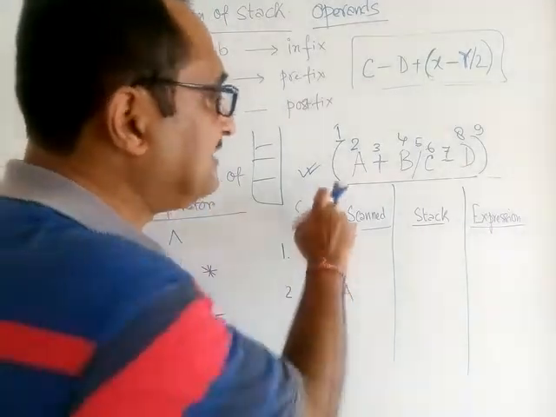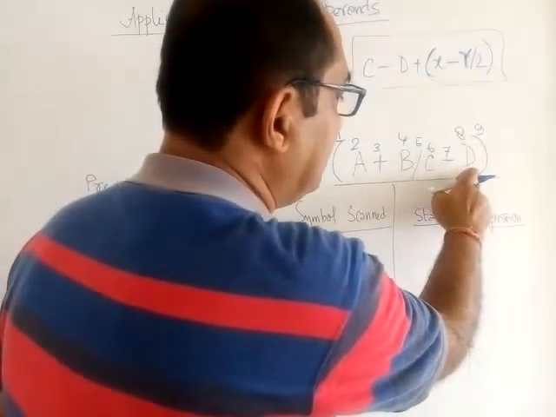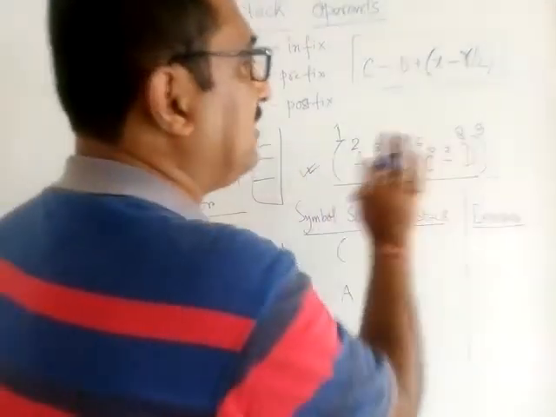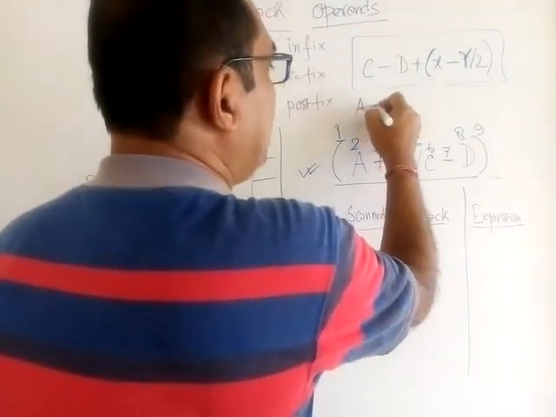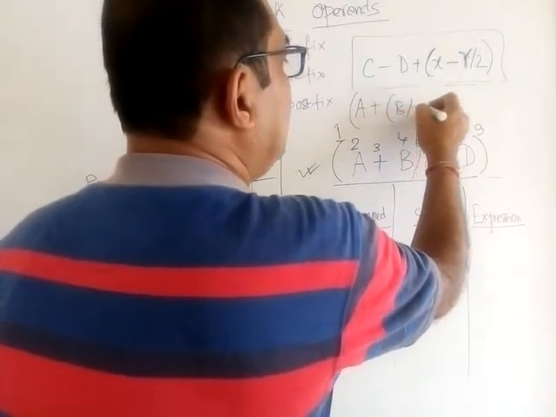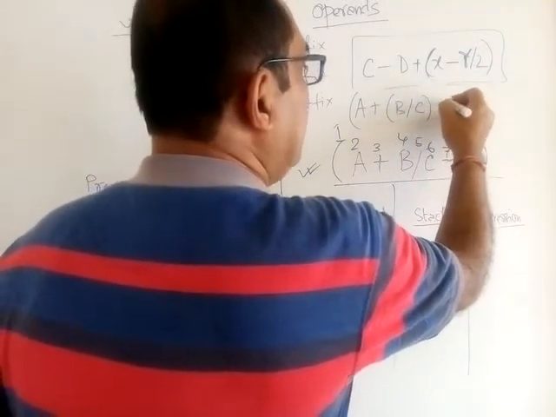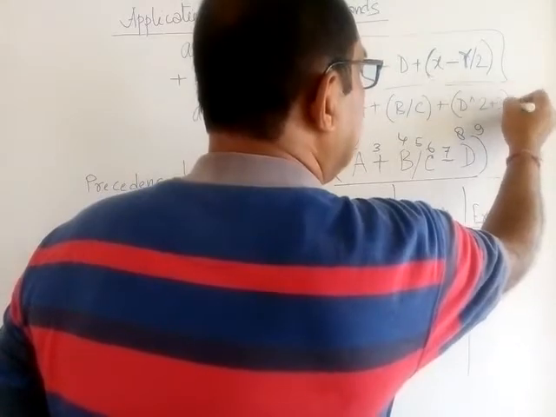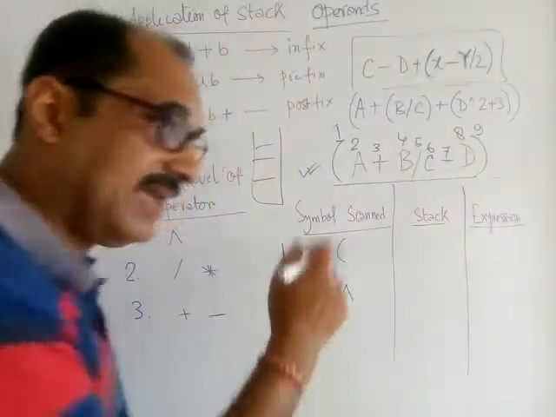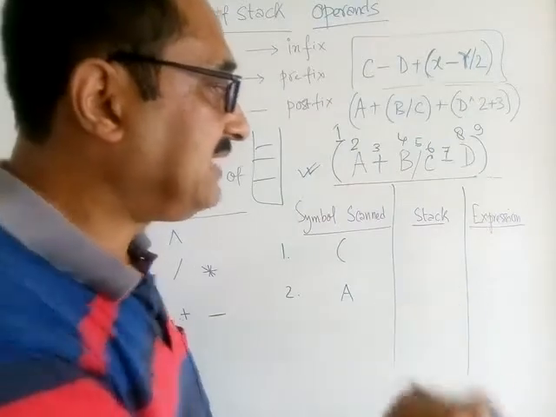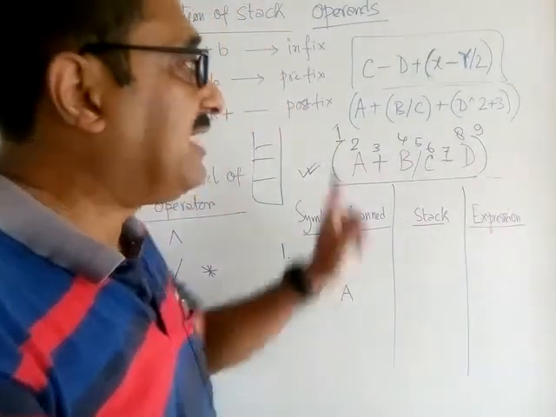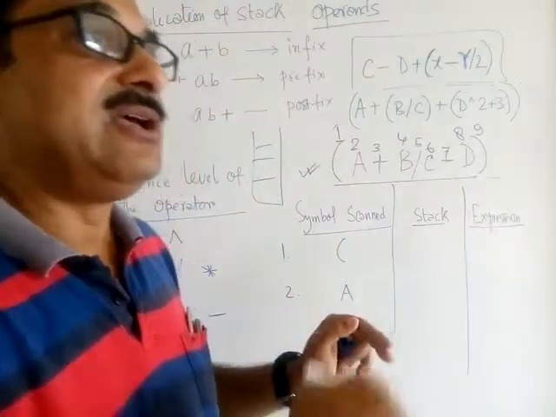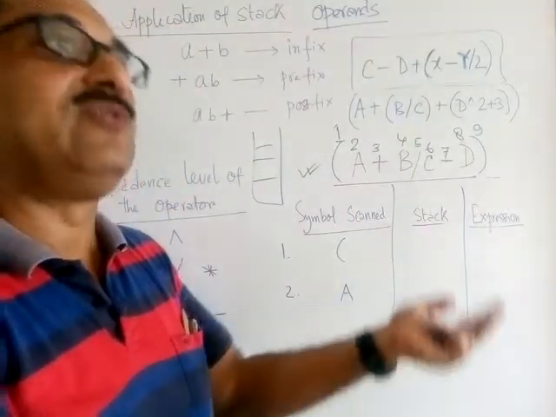First of all, opening brackets will always go to the stack. Remember this. We can have more than one opening bracket. For example, if I write A plus, opening bracket, B divided by C, again opening D, 2 plus 3. We can always have it like this. So all the opening brackets will go to the stack. Now what happens to the closing brackets? Remember, we do not put a closing bracket in the stack. The moment one closing bracket comes, we cancel one opening bracket.